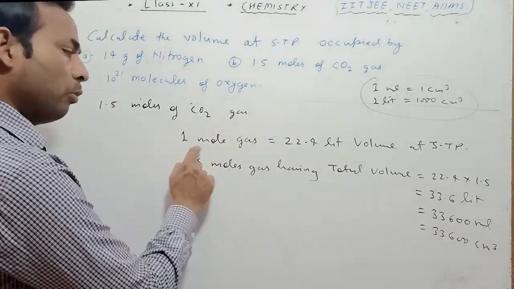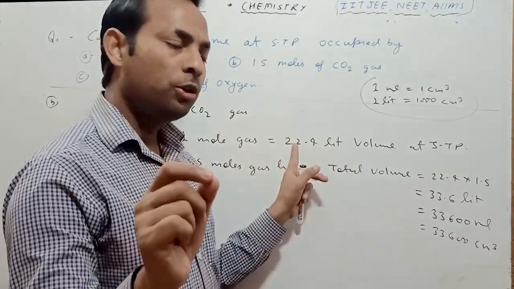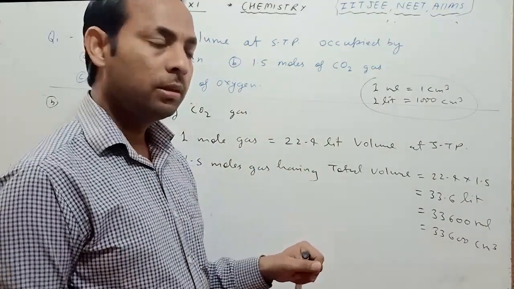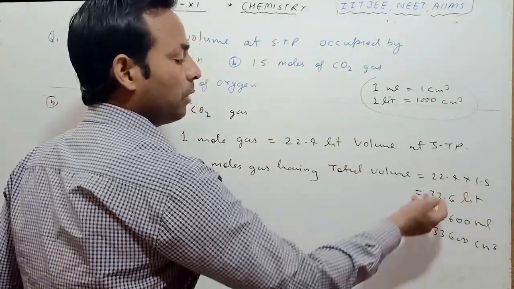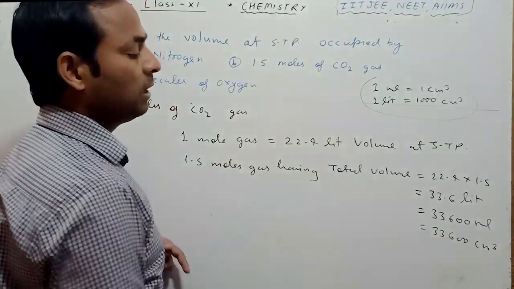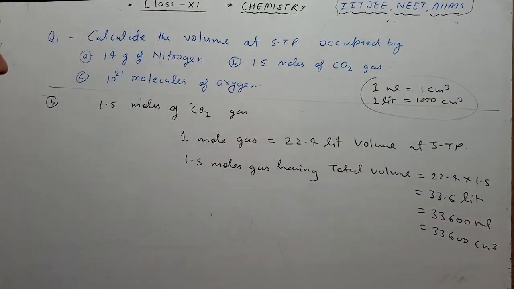Again listen, 1 mole gas occupies 22.4 liter volume at STP. So 1.5 moles is multiplied by 22.4. The value will be 33.6 liter at STP. Okay, please take a screenshot.